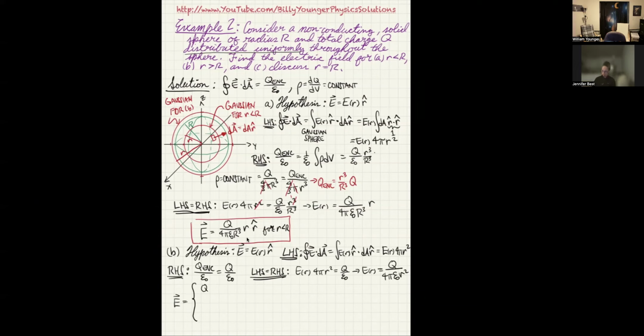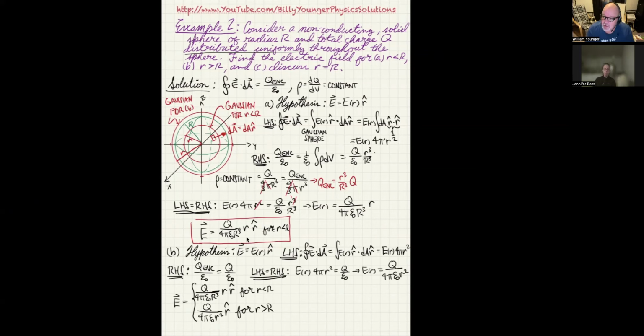And that means we can do another piecewise function for the electric field. It is Q over 4 pi epsilon naught R cubed. Remember, that's just a constant, that uppercase R there, times r hat for r less than big R, and it's equal to Q over 4 pi epsilon naught r squared r hat for r greater than big R. Now, if you actually plug in r equals big R, what you'll see is that the two formulas give exactly the same result. Do you see that?